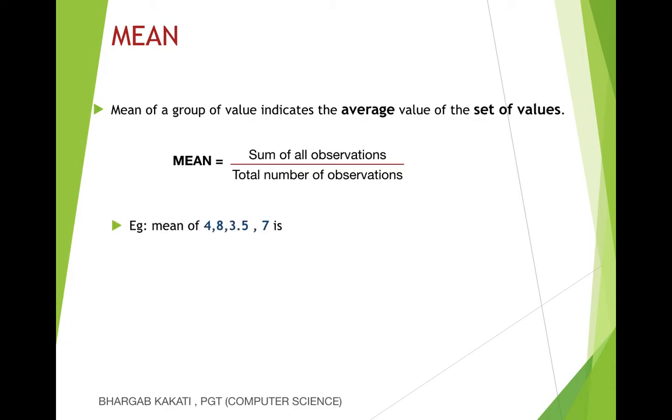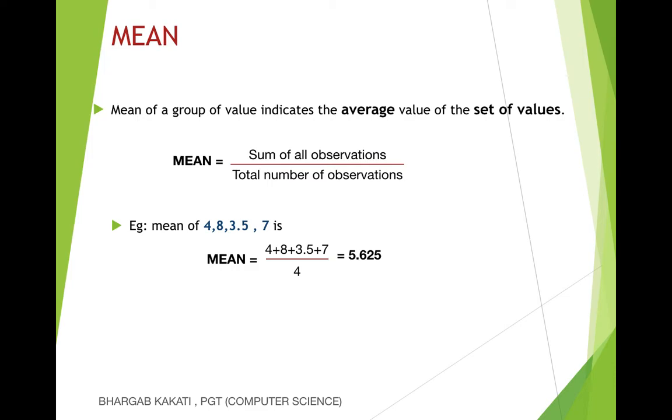Now, for example, if we take some numbers, let's say 4, 8, 3.5 and 7, and you need to find out the mean of these numbers mathematically, then you will do it in this form. You will add all the values of the data set and divide it by the number of values. How many values are here? Here we have 4 values, so we'll divide it by 4. And ultimately, after calculation, we'll get the result as 5.625.